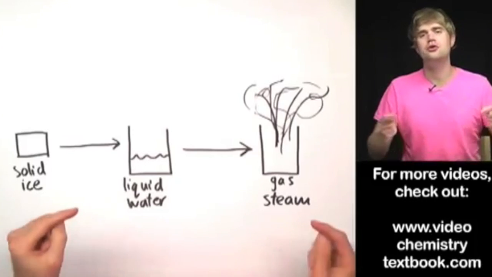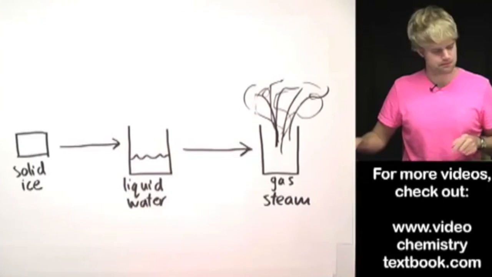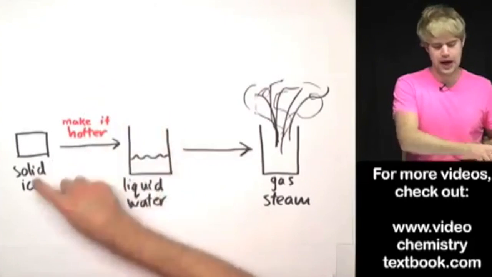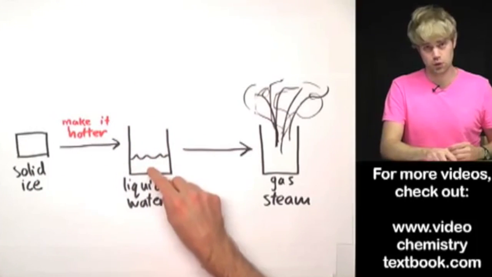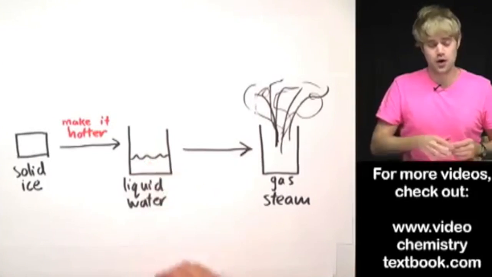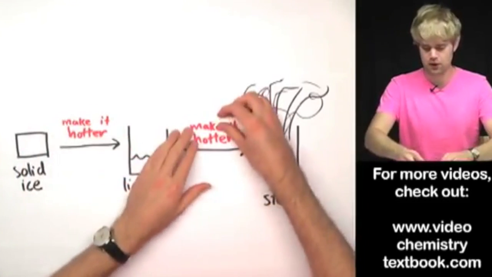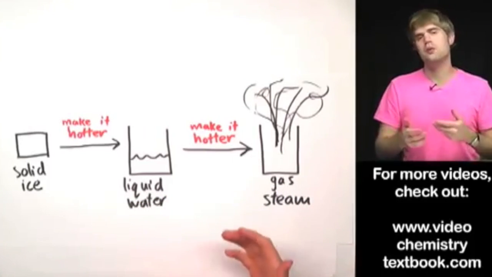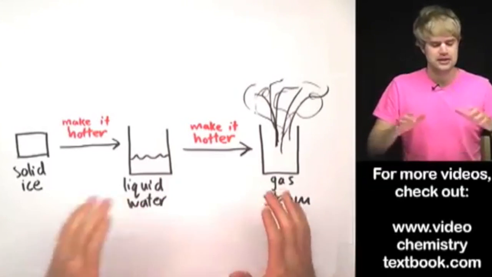Let's think about what we have to do with heat to make them happen. I have my chunk of solid ice. I've got to make it hotter in order to get liquid water. And then when I get liquid water, I've got to make that hotter and hotter in order to end up with steam.